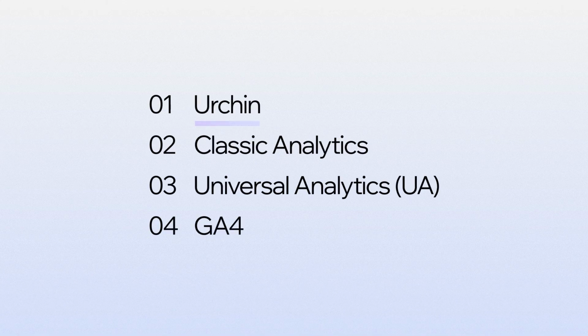There are 3 versions of analytics that paved the way for GA4. They are Urchin, Classic, and Universal Analytics. Let's take a look at each one. In the beginning, Google bought a product called Urchin, which it rebranded as Google Analytics. When it was initially launched in 2005, Google gave it away for free.